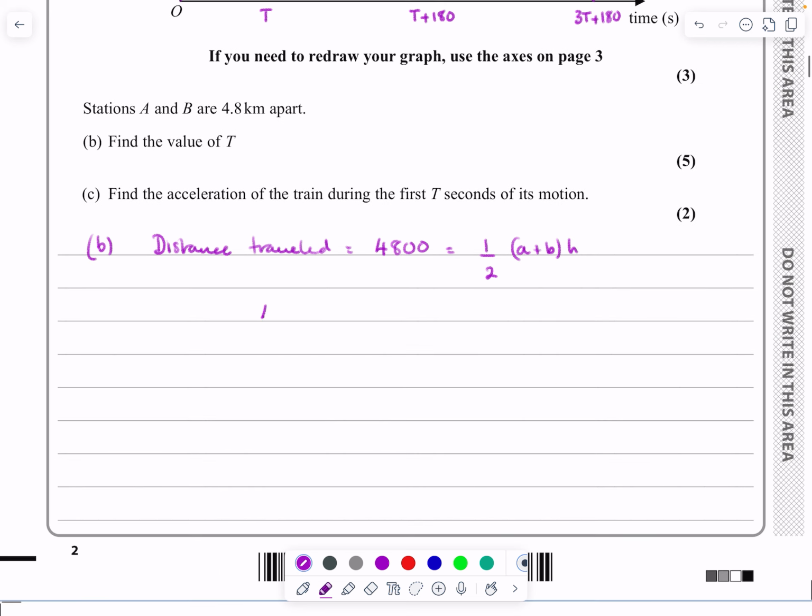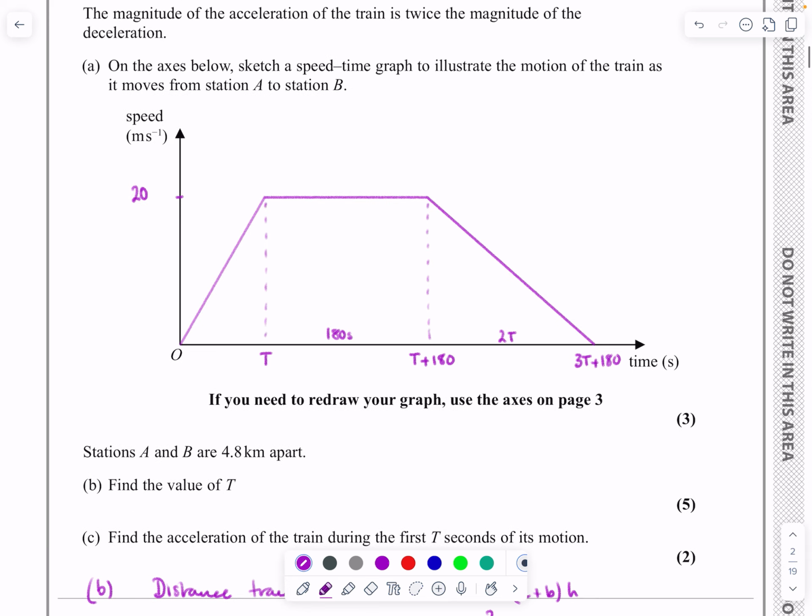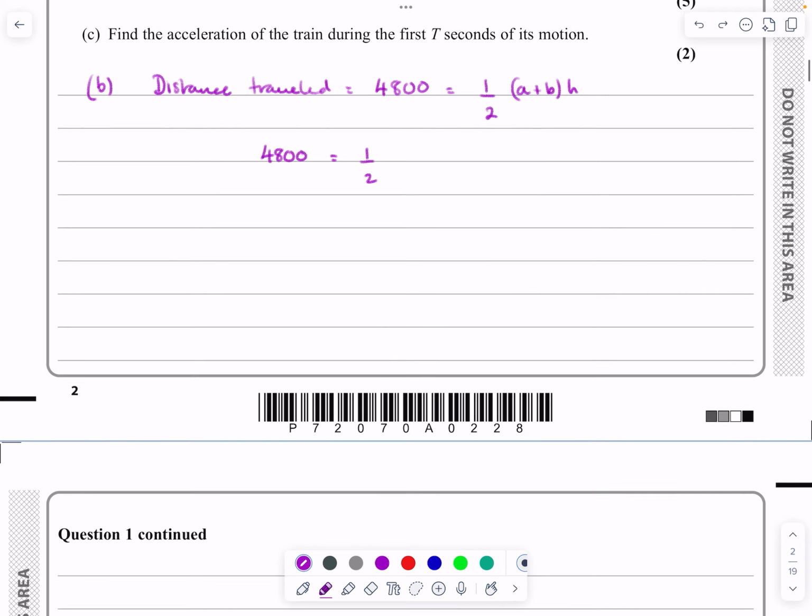So 4,800 is going to be equal to a half. What are my two lengths? Well, that one's 180, that one's 3t plus 180, and we know the height of it is going to be 20. So when we're looking at that then, putting all that information in, 180 plus 3t, all multiplied by 20. Now it's just an easy equation to solve.